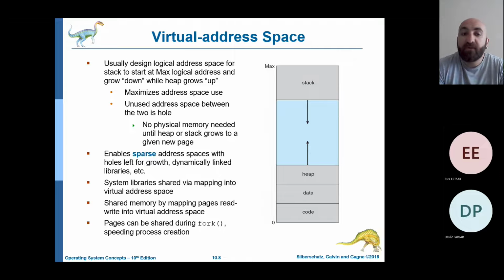Using a sparse address space is beneficial because the holes can be filled as the stack or heap segments grow, or if we wish to dynamically link libraries during program execution.